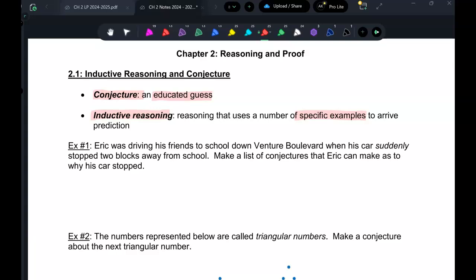So specific examples to make a prediction. So in a science class, like we're all in bio, right? So you do an experiment, you do the experiment over and over, and then you make a prediction based on that experiment. That's inductive reasoning.